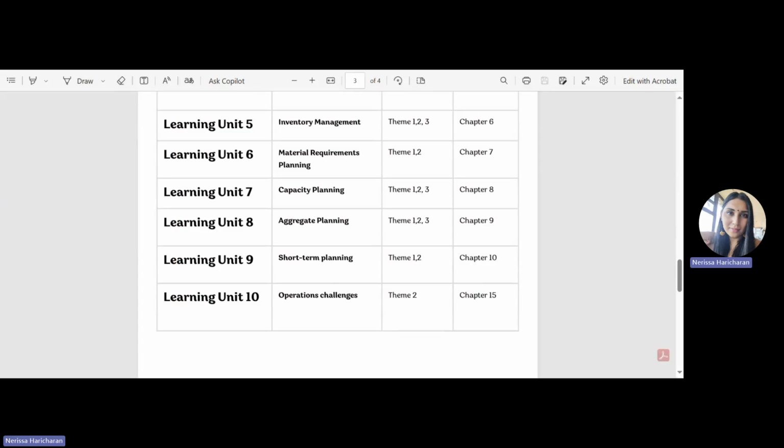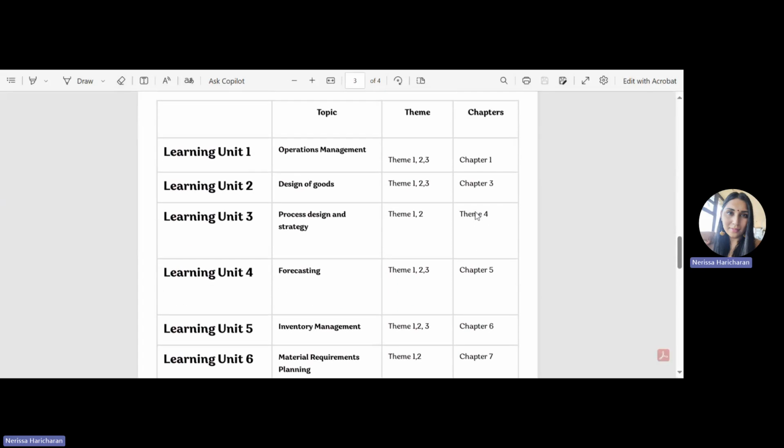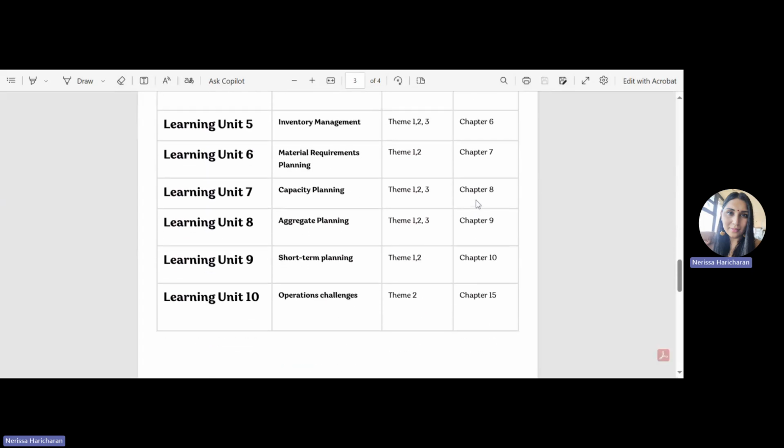and 10 operation challenges. So all in all, a total of 15 chapters, which does sound a lot, but if you break it down into the actual themes, it's actually not so bad. My advice to you is to please make sure that you set yourself out a planning session or a set guideline on how you're going to be attacking these chapters specifically.